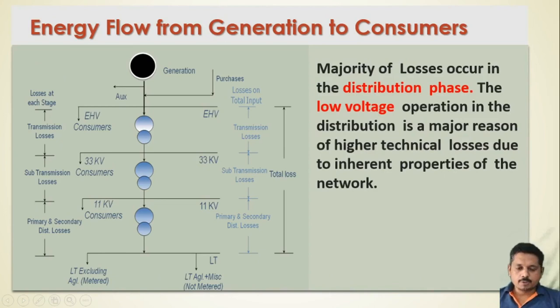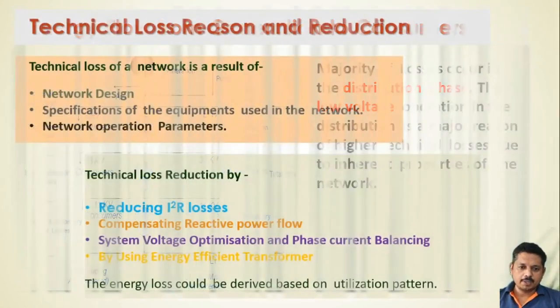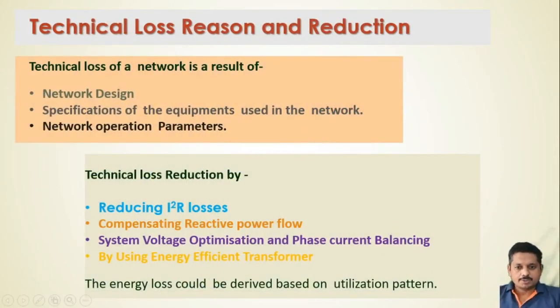If you observe the data, you can see that the majority of losses occur in the distribution phase, meaning the area where we use low voltage, that is the distribution area. Why does this happen? Because of the inherent properties of the network, these losses are more. Now I will explain the technical loss results and how we can reduce them.